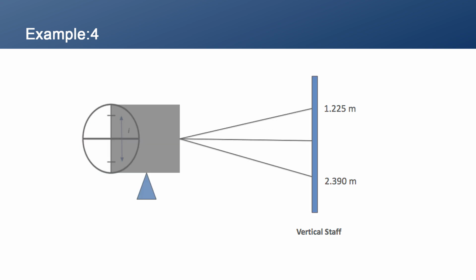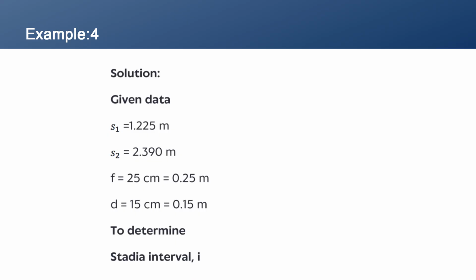So, seeing the figure, write down the given data. The data are S1 is equal to 1.225 meter, S2 is equal to 2.390 meter, F is 25 centimeter, which is 0.25 meter, small d is 15 centimeter, which is 0.15 meter. You are supposed to determine the stadia interval I.